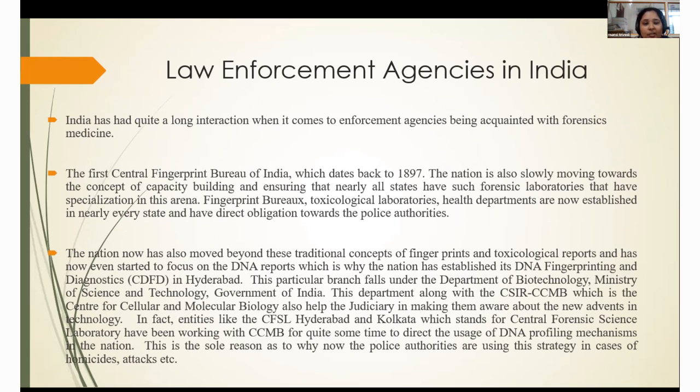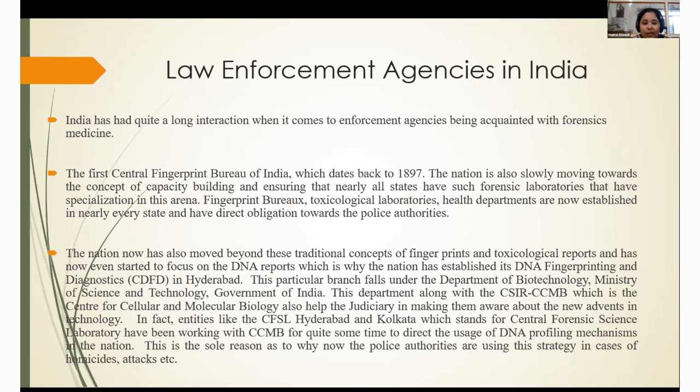Now talking about the various laws with respect to law enforcement agencies in India. India has a very long interaction when it comes to enforcement. The Central Fingerprint Bureau of India dates back to 1897. Now we are slowly moving towards capacity building and ensuring that nearly all the states have forensic laboratories which specialize in particular areas. We have fingerprinting bureaus, toxicological laboratories, and health departments, which have been built up especially with respect to the collection of medico-legal cases, so that the evidence can be collected easily.